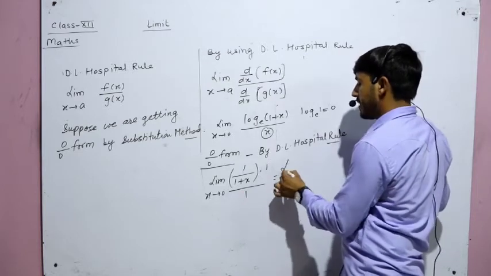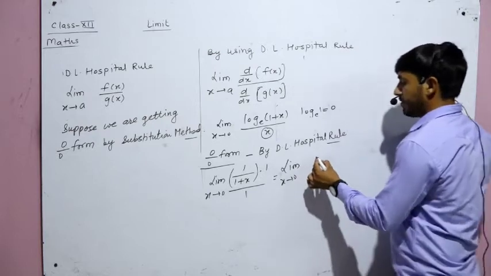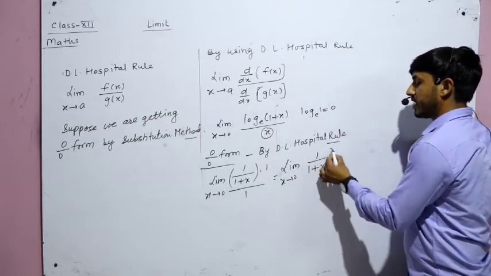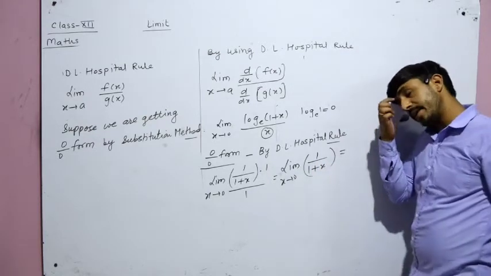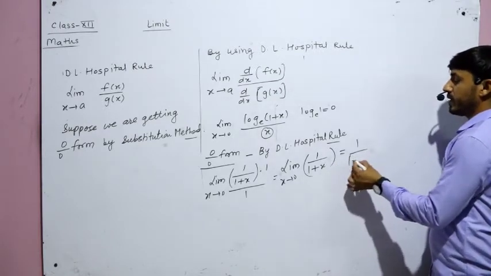Okay, in the next part we have to apply limit x tends to 0. In this we have 1 upon 1 plus x. Since we no longer have an indeterminate form, we will use the substitution method. As you can see, 1 upon 1 plus 0 is equal to 1.